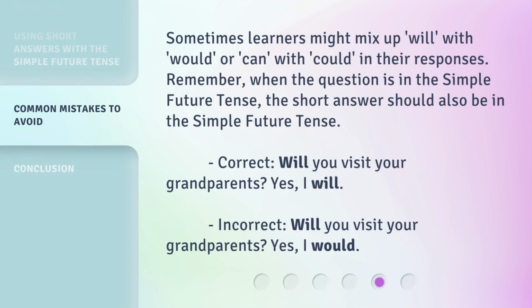Sometimes learners might mix up will with would, or can with could in their responses. Remember, when the question is in the simple future tense, the short answer should also be in the simple future tense. Correct: will you visit your grandparents? Yes, I will. Incorrect: will you visit your grandparents? Yes, I would.